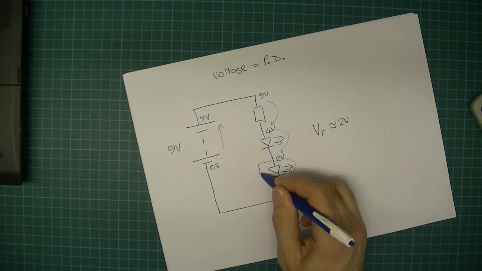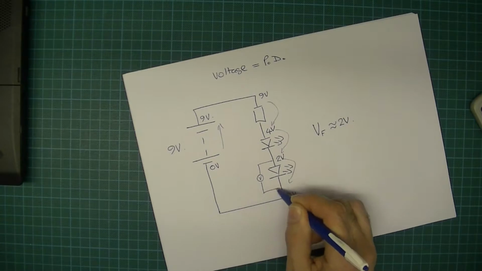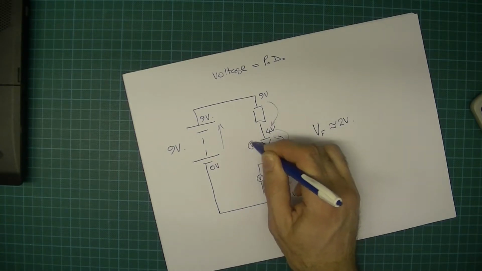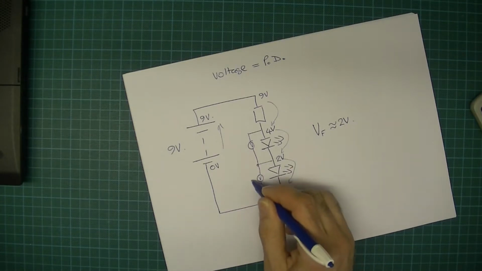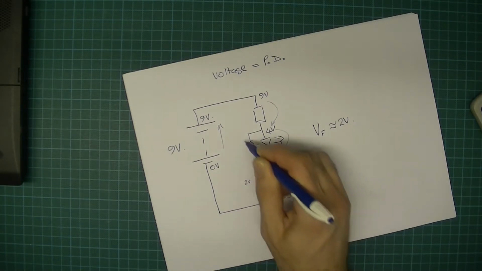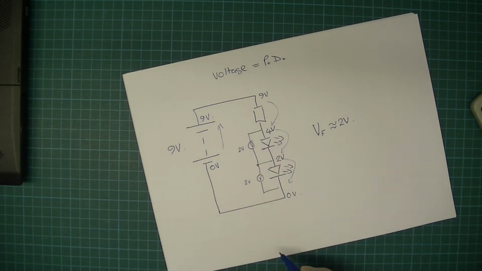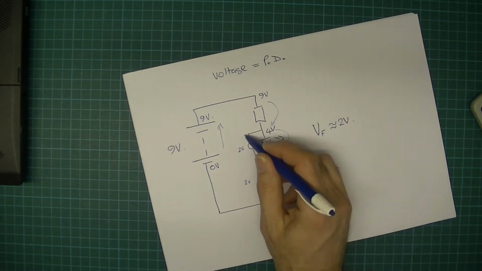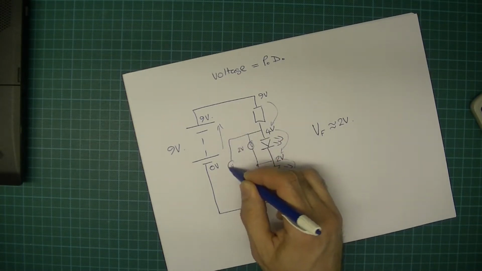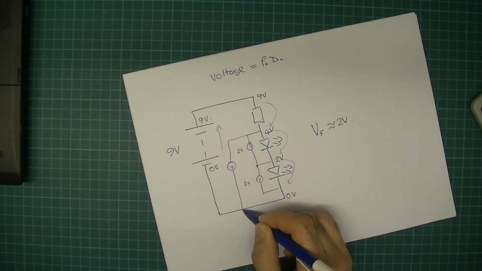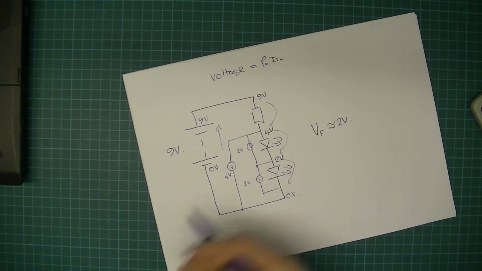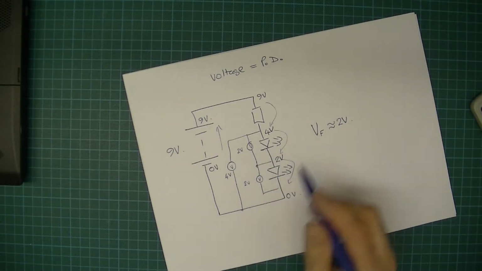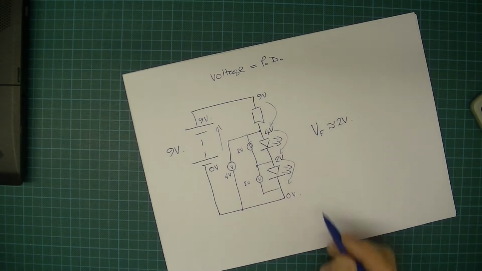So in other words, if we stick a voltmeter there and there, and another voltmeter there and there, this voltmeter would read 2 volts, this voltmeter would read 2 volts, and if we were to put a voltmeter across both of those, that would read 4 volts. You might think, what's this got to do with the LEDs? Well, it is actually critical that you understand this.